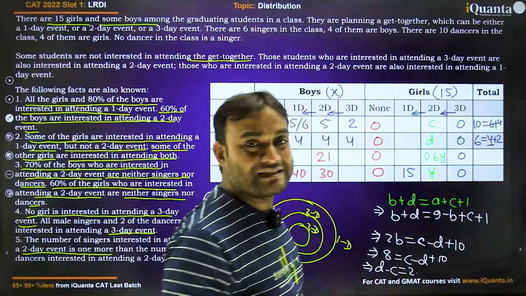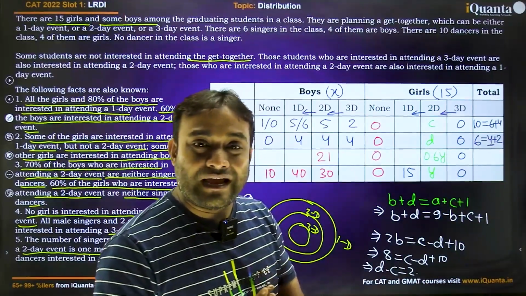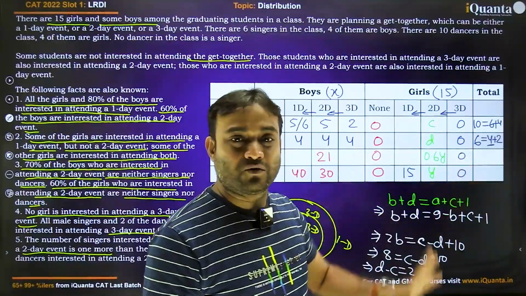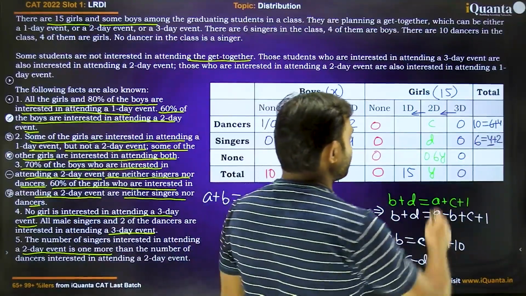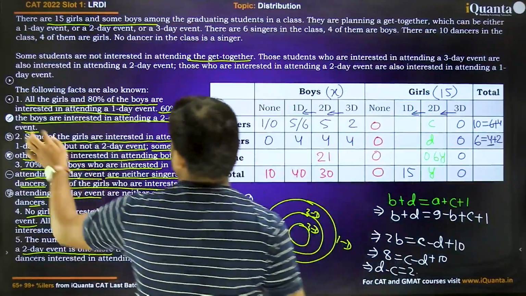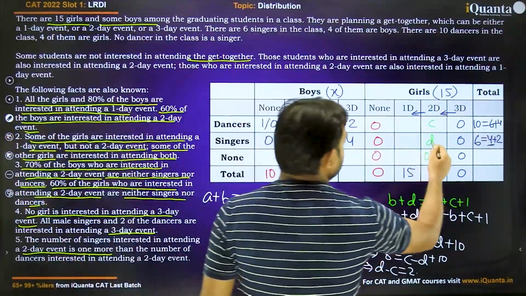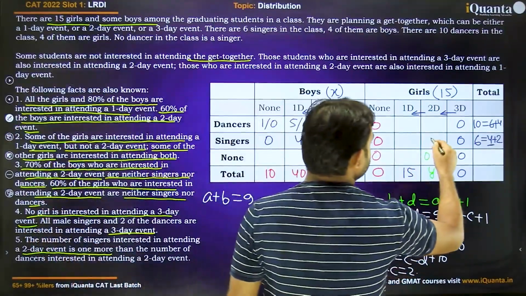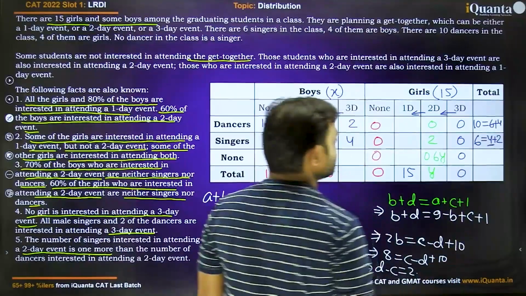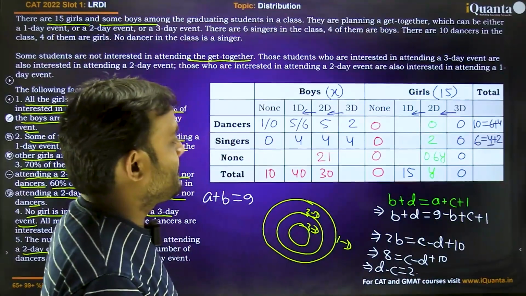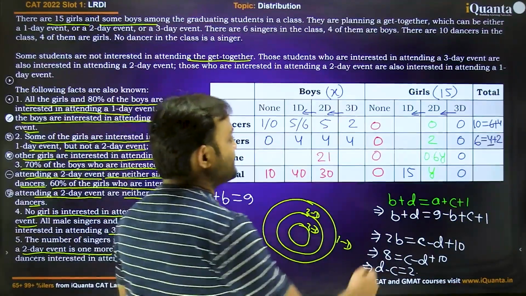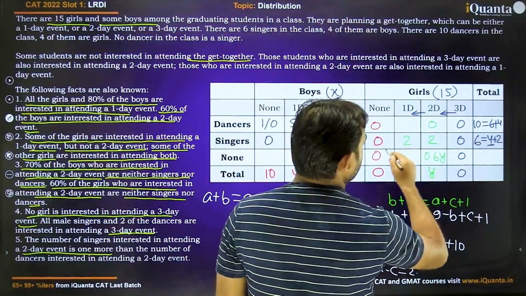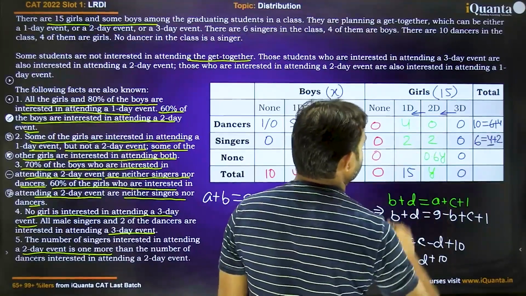We know that d and c both are non-negative integers. So, d at least will be 2, right? Can we say d must be 2 and c will be 0? Then only we can get 2 minus 0 is equal to 2. So, let us put these values. This value will be 2, this value will be 0. In that case, for the 1-day numbers, this value will also be 2, this value will be 4.